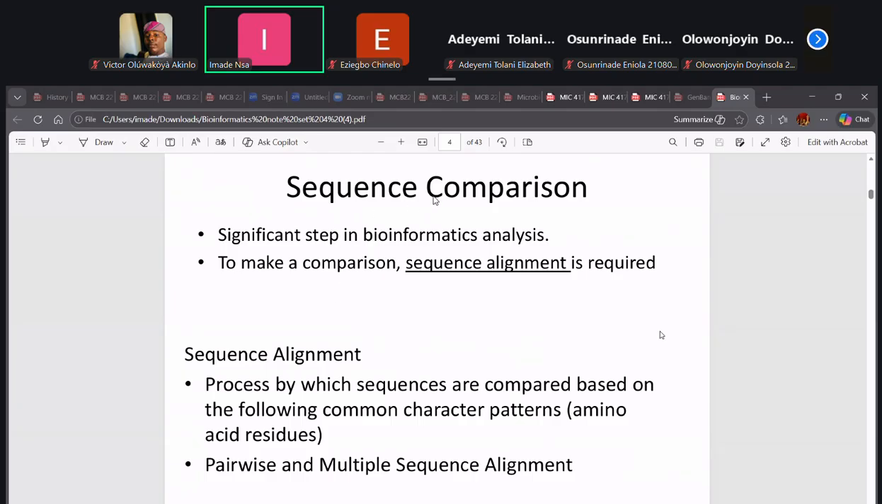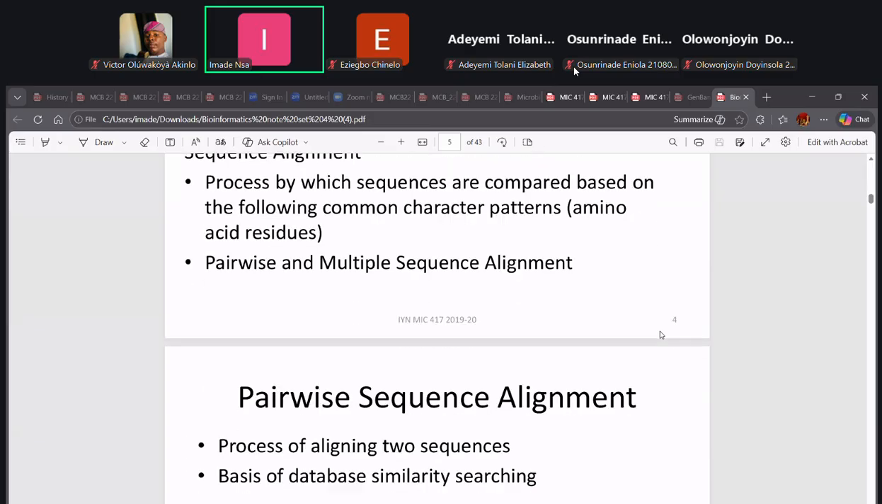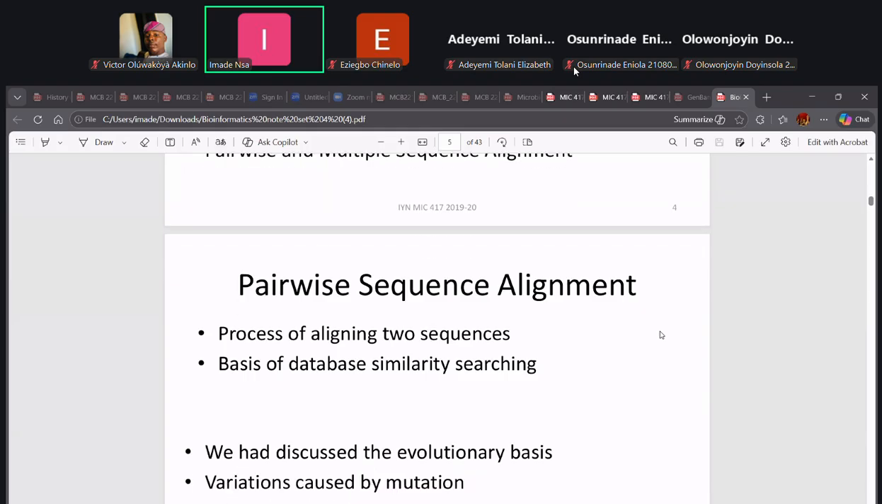And let me tell you, there's a difference between an amino acid and an amino acid residue. An amino acid is just standing alone. A residue means an amino acid that is attached to another amino acid with the hope of forming a polypeptide and a protein. Please note. So when we say pairwise, meaning two, multiple, more than two.